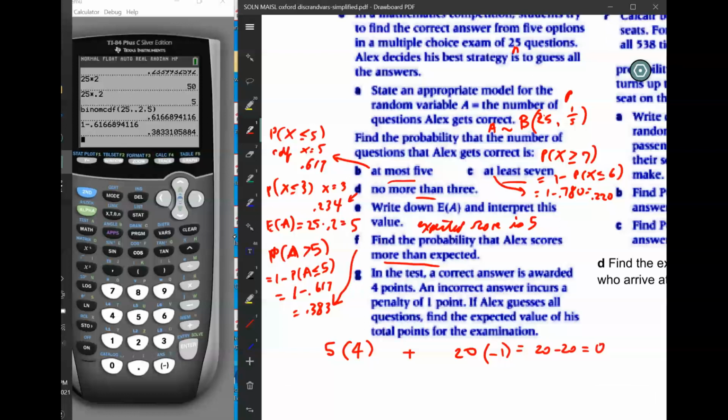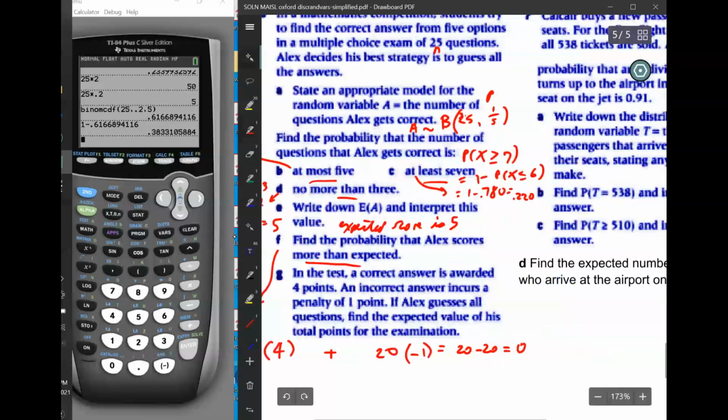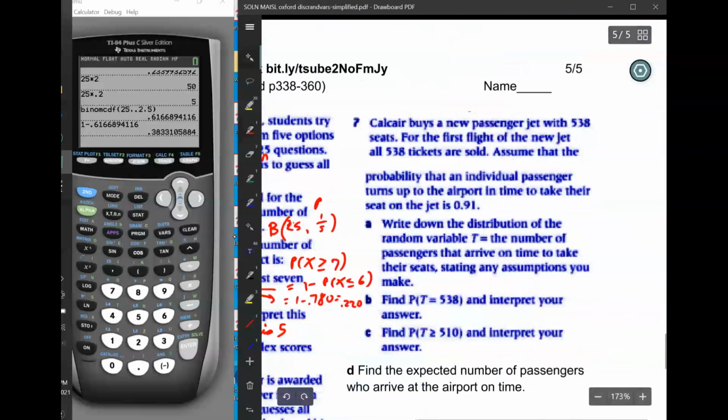Okay, so that's kind of planned by the designers of the test. They make it so that guessing doesn't really get you ahead of what you would get if you didn't do the exam. So guessing basically is going to give you a score of 0. That makes sense, right?